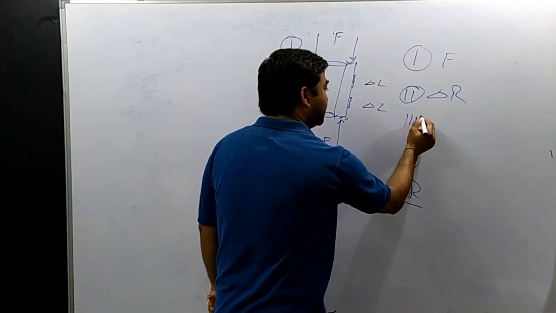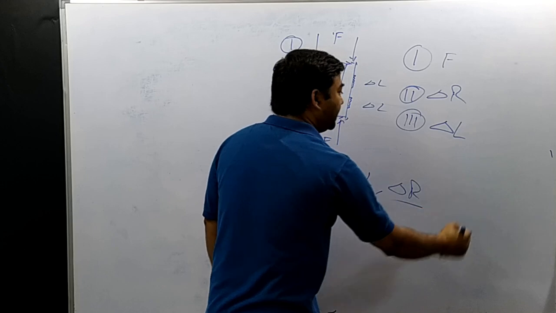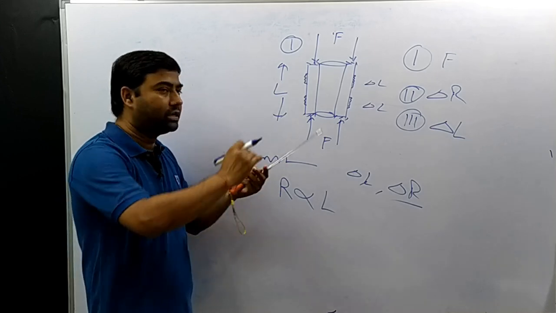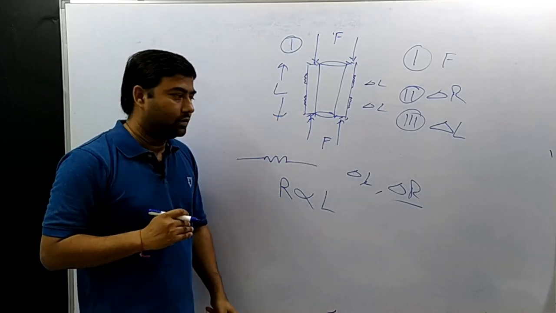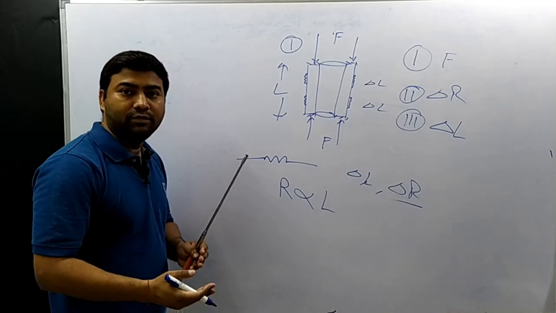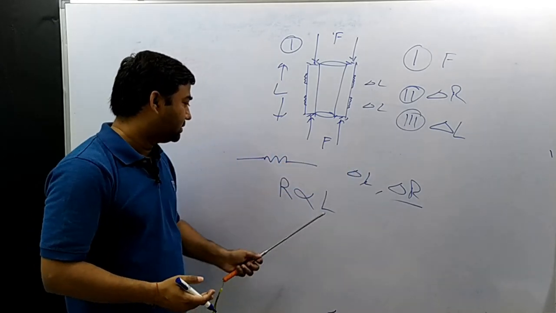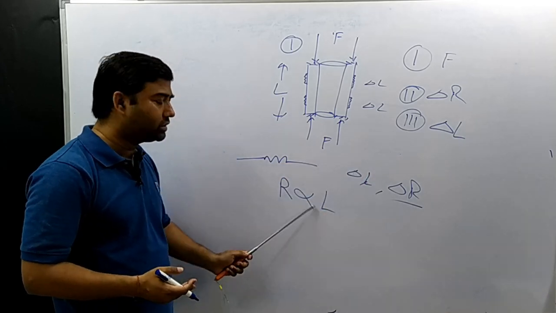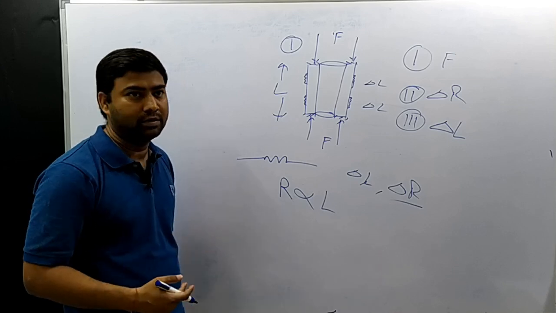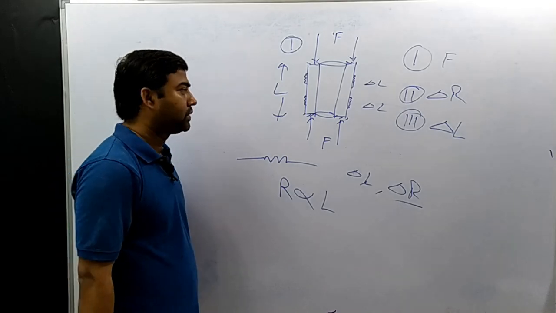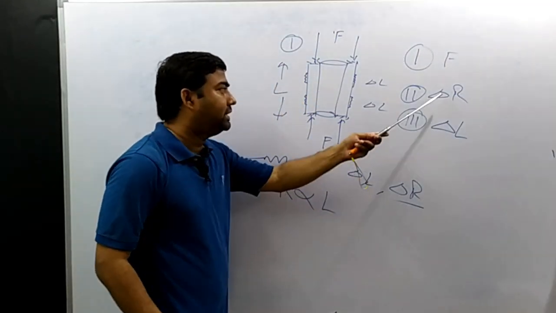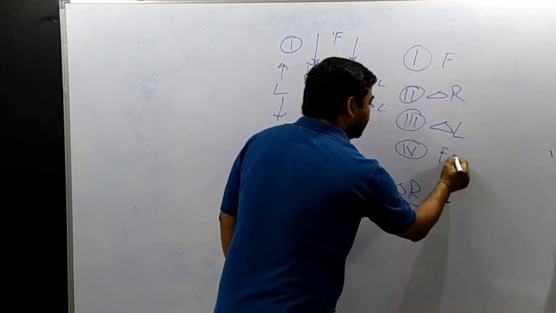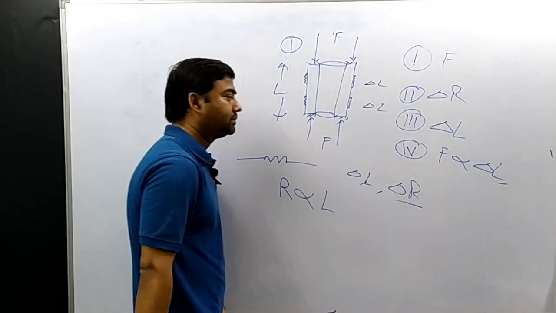By measuring the change of resistance, third step, we will find change in length. Their length is so small, change in length is so small that we cannot directly measure it with the help of a scale. We are measuring change in resistance with the help of a circuit, and that change of resistance is related with change in length. So we can find change in length, because resistance and length are both related. They are just proportional to each other. So we can find change in length by finding change in resistance. And fourth is force applied is proportional to change in length.